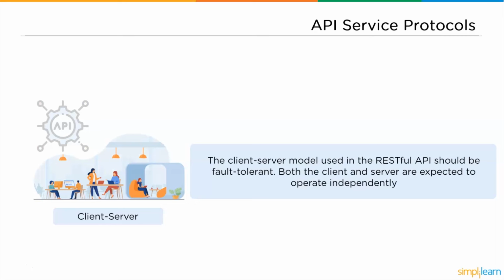Next we have the client server. The client-server model used in the RESTful API should be fault-tolerant. Both the client and server are expected to operate independently. The changes made at the client end should not affect the server, and vice versa.